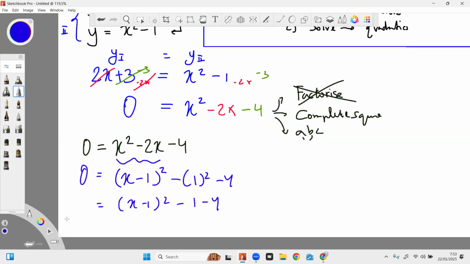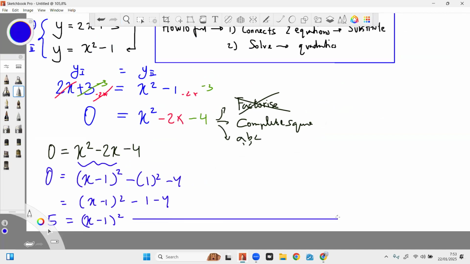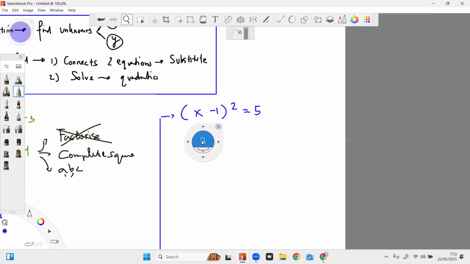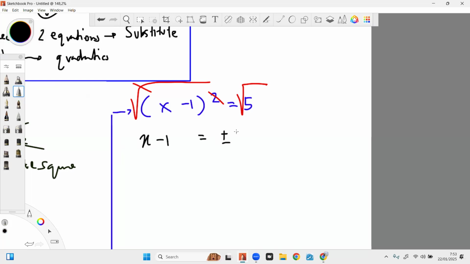You put the 5 here, go left. 5 equals x minus 1 bracket square. Does it make sense for you? All good? Okay. Go here because we don't have enough space. I put x minus 1 to the left equals 5. What to do? Square root both sides. You do the square root left, square root right to cancel out the square. And then you get x minus 1 equals plus minus square root 5.